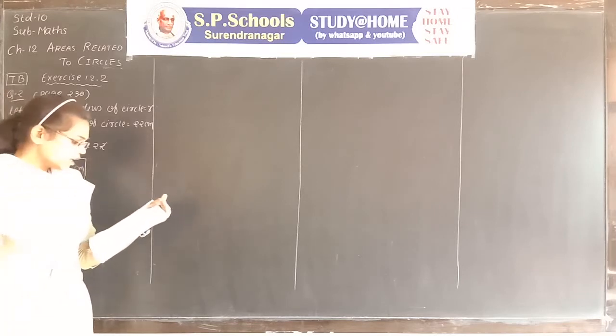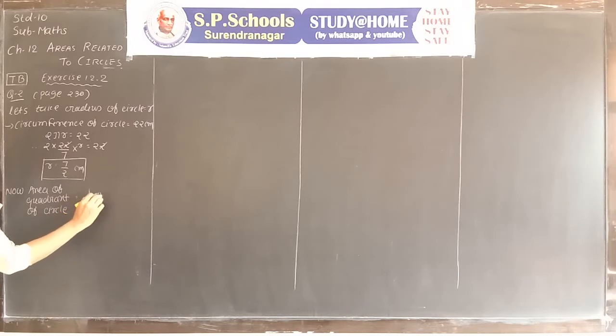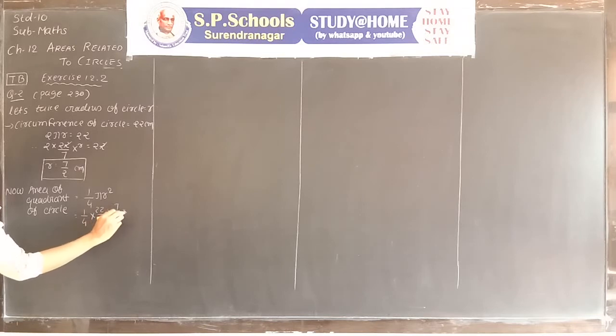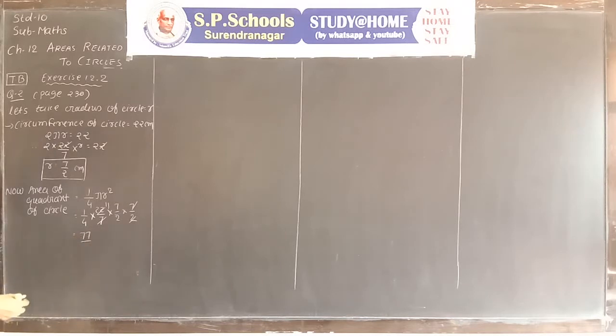What we need to find? Area of quadrant of circle. Now, area of quadrant of circle is equal to 1/4 area of circle. 1/4, the pi is not given, then 22 upon 7 and radius r, 7 upon 2 into 7 upon 2. 7 7 cut, 2 11s are 11, 7 7s are 77, 4 2s are 8. Now we divide 77 by 8.